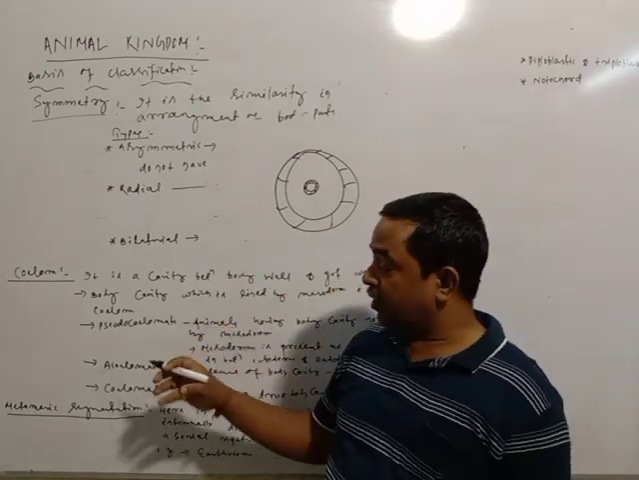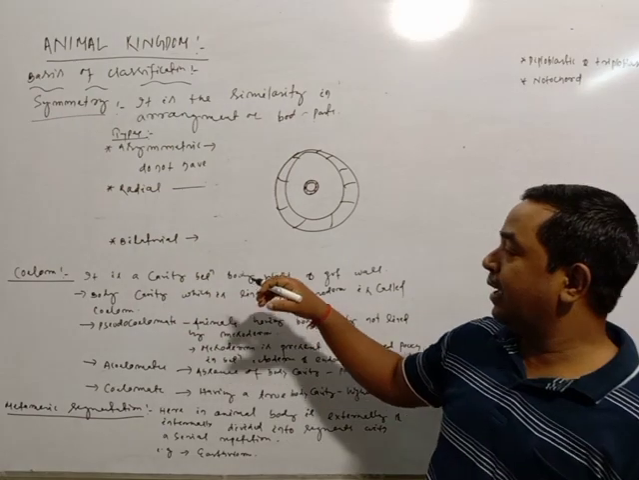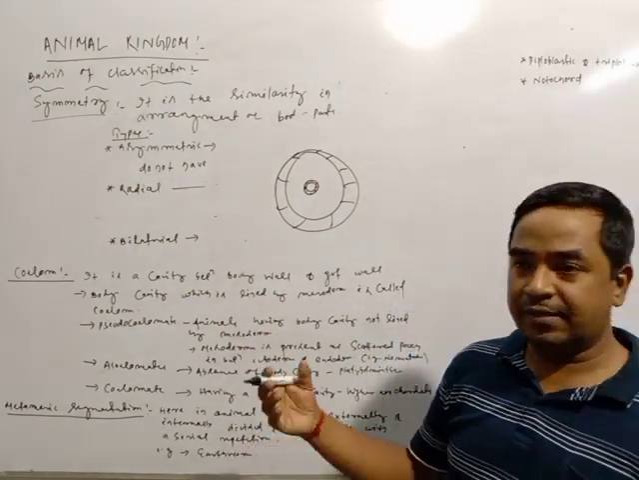Similarly, those that do not contain any definite body cavity are called acoelomates. Examples are cnidarians, platyhelminthes, etc.